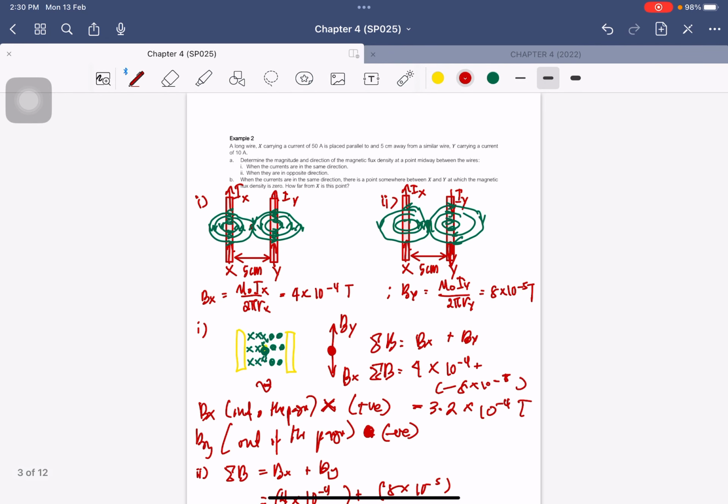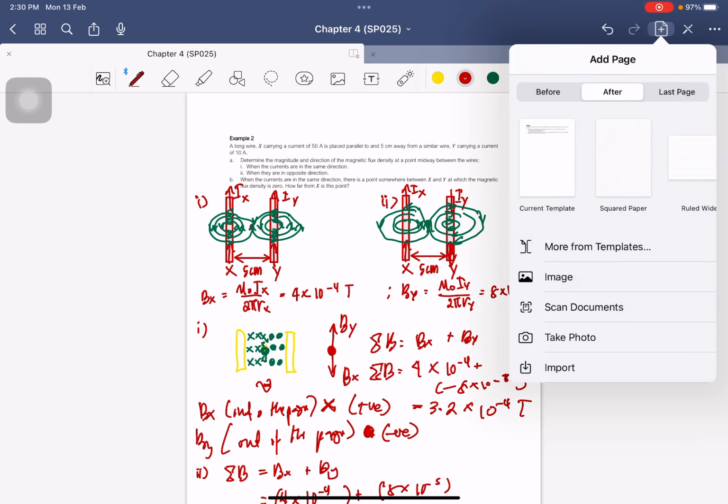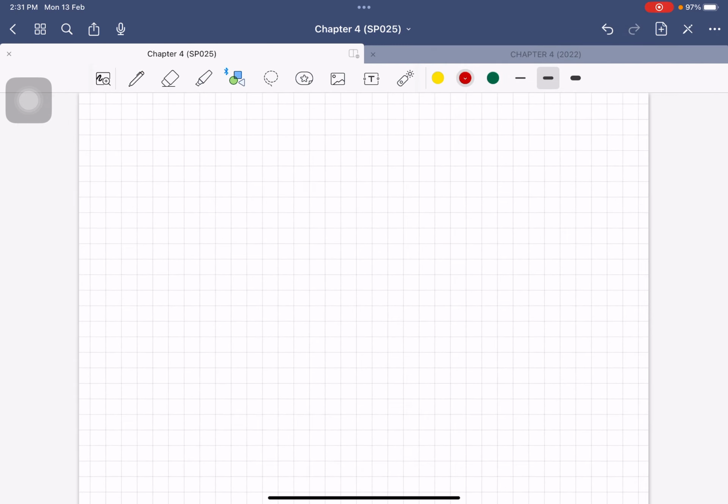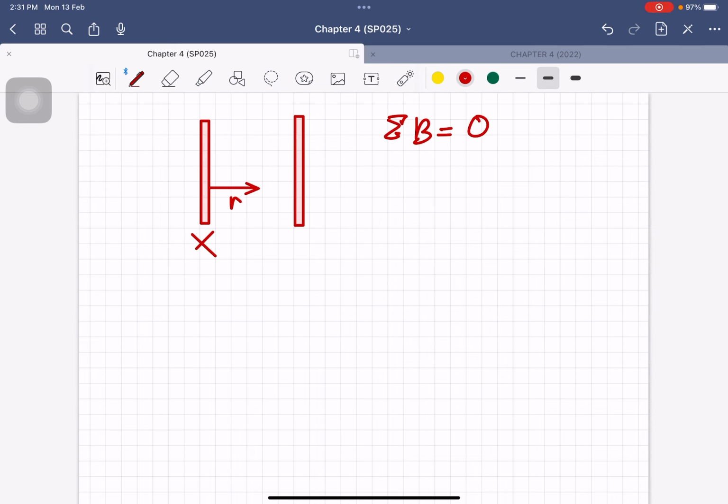Alright. Then question B. When the currents are in the same direction, there is a point somewhere between X and Y at which the magnetic flux density is 0. Okay, so now it considers the same direction. It says there is a distance from wire X at which the resultant magnetic field will be equal to 0. So we need to find this distance here from wire X.